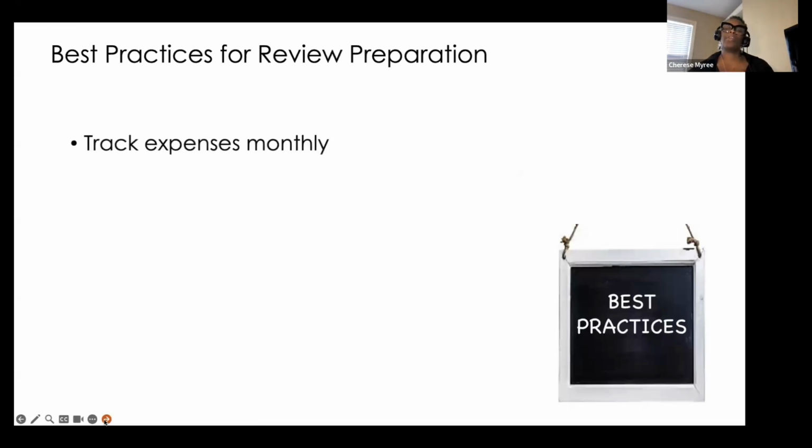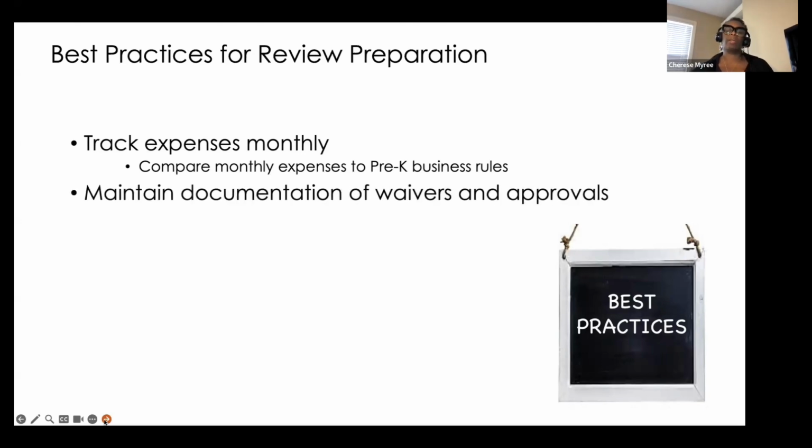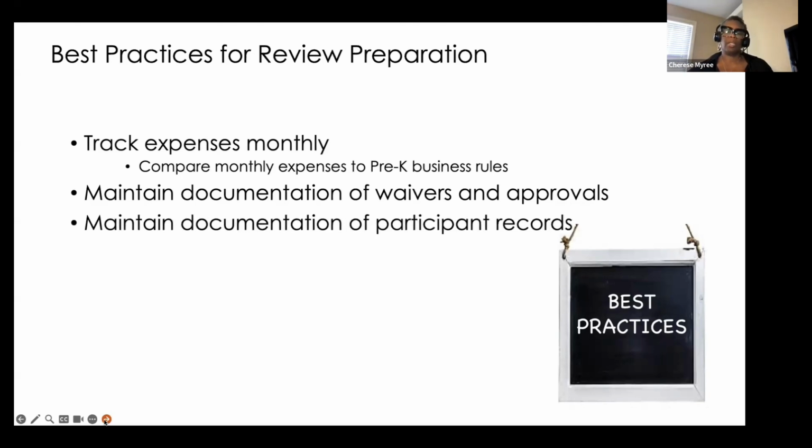You want to also track your expenses monthly. So compare them to the business rules. Make sure that you're on track. Take a look at your payment advice. Maintain your documentation of waivers and approvals that you receive from your specialists. Maintain documentation of participant records.